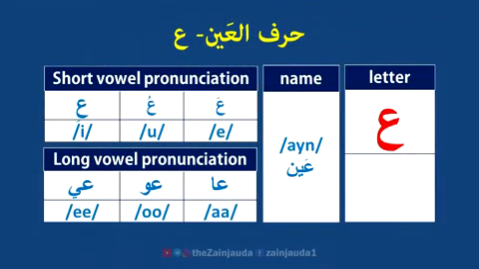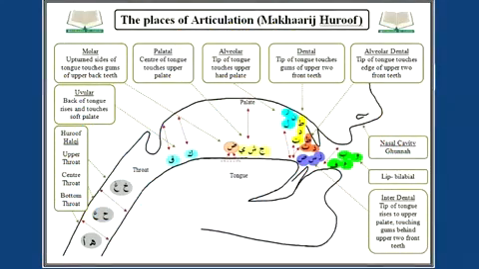Ayn has no equivalent in English, so we need to have a look at its place of articulation in the diagram. Ayn is produced with the center of the throat. It is made by pressing the velum at the center of the throat in a position which is to the back of ha. I have noticed that it is mostly pronounced as alif by foreigners, so instead of saying ayn, they say alif. Now alif is e, while ayn is a.